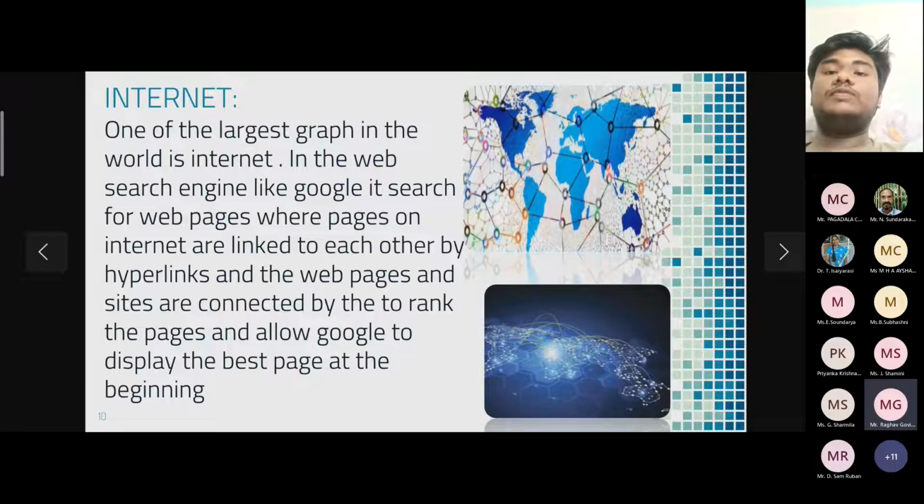The internet is one of the largest graphs in the world. In a web search engine like Google, it searches for web pages, where the pages on the internet are linked with each other by hyperlinks, and the web pages and sites are connected by rank, and Google displays the best pages at the beginning.